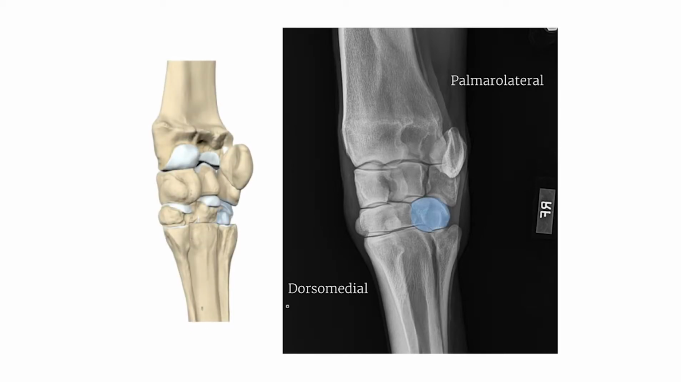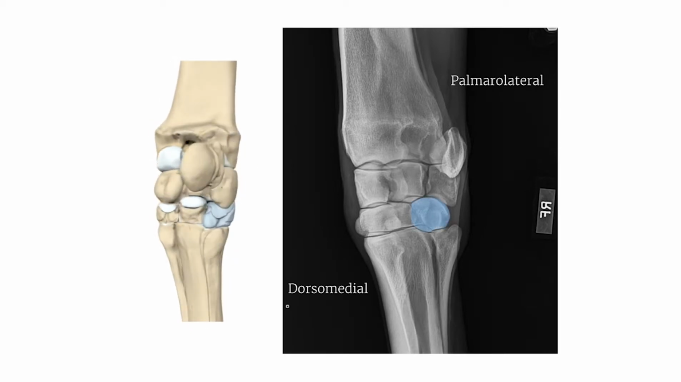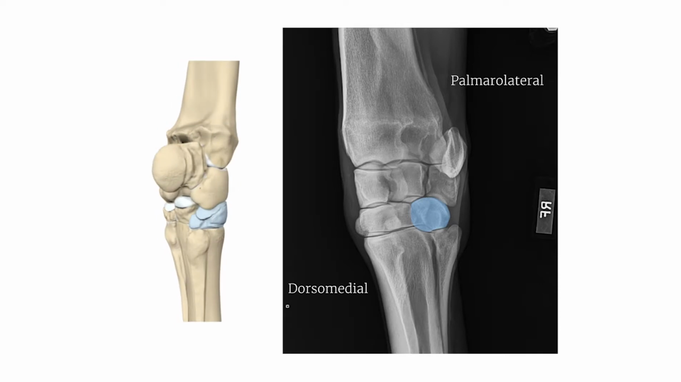The fourth carpal bone is located on the palmarolateral surface and articulates with both the cannon bone and the lateral splint bone. Some clinicians will say that this articulation forms an uppercase T, with the base of the T here and the long part of the T here.